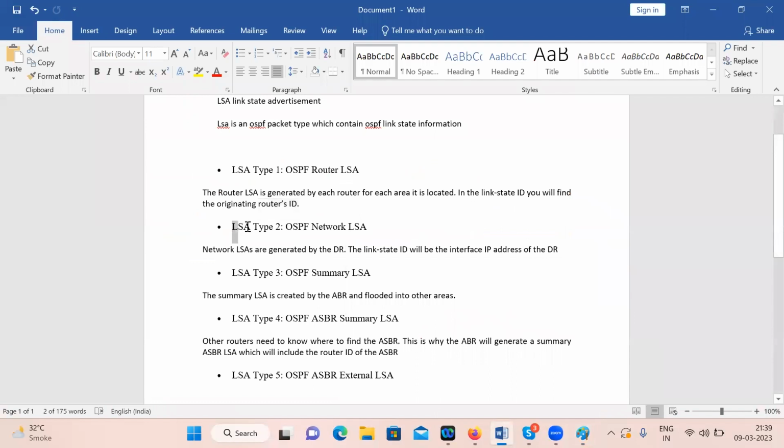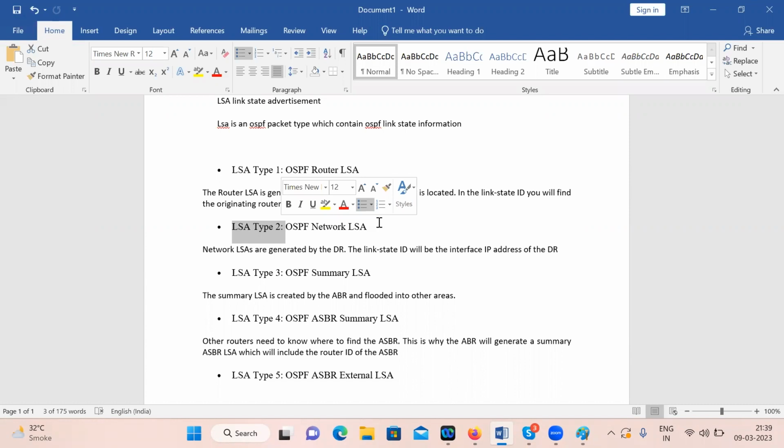Second one is what? Type 2 LSA, which is known as OSPF network LSA. Yesterday we discussed something about DR and BDR. When you have a BMA topology, broadcast multi-access network, there will be an election of DR and BDR, designated router and backup designated router. There, the responsible person is the DR, to control the entire topology.